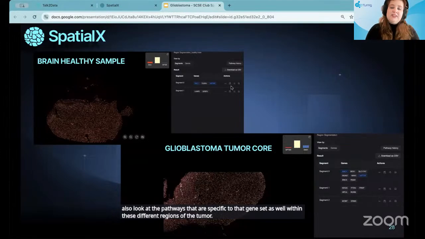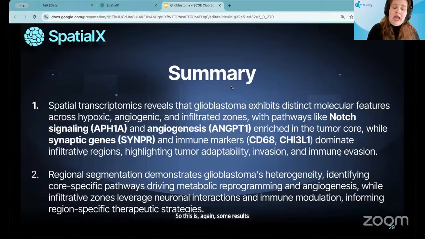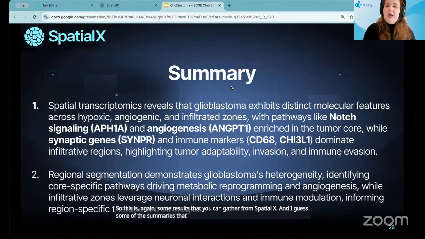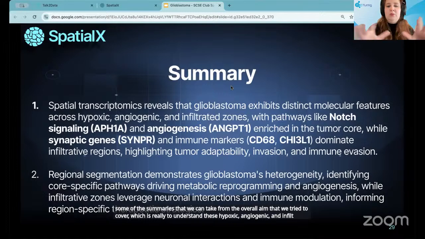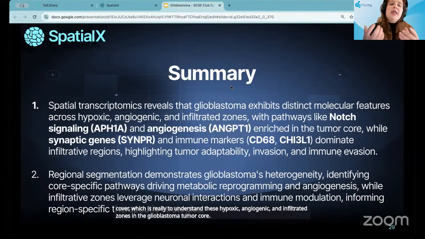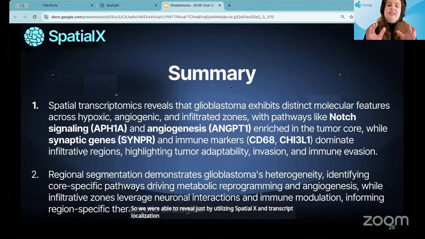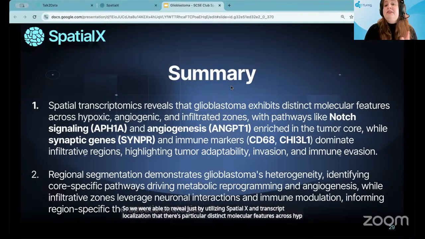So this is, again, some results that you can gather from SpatialX. And I guess some of the summaries that we can take from the overall aim that we tried to cover, which is really to understand these hypoxic, angiogenic, and infiltrated zones in the glioblastoma tumor core. So we were able to reveal, just by utilizing SpatialX and transcript localization, that there are particular distinct molecular features across hypoxic, angiogenic, and these infiltrated zones.